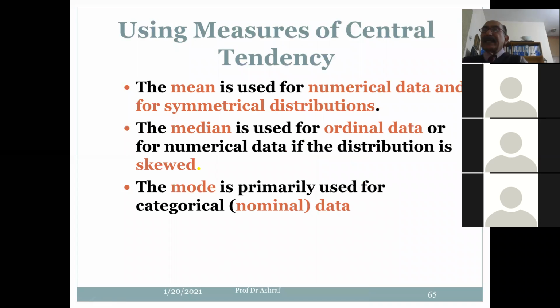The mean is used for numerical data and for symmetrical distribution. The median is used for ordinal data or numerical data if the distribution is skewed. The mode is primarily used for the most frequently occurring value in your data, normally in nominal categorical data. For example, the most common disease, most common eye color, or most common size. It is also used in the business sector. The most common size of caps or shoes used by people, they procure. In the business sector, mode is used a lot, while the mean is not much used in medical analysis.